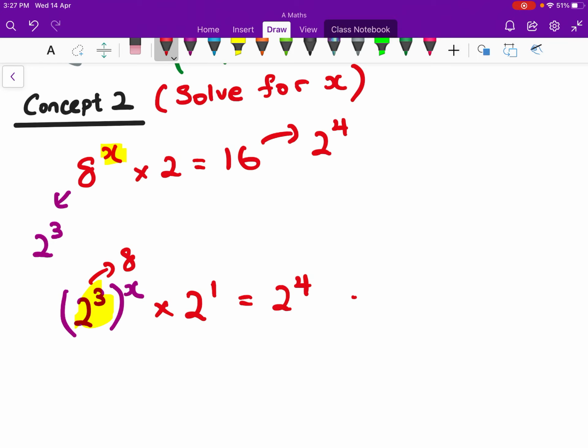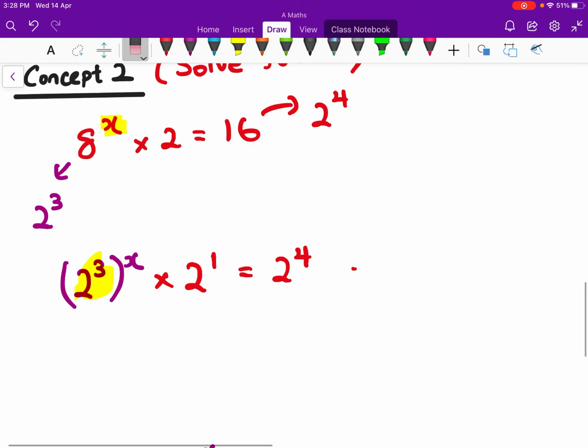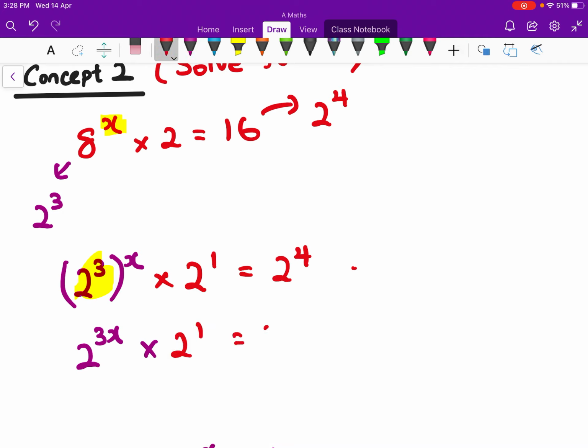Okay, so you notice that we have made the base the same, which is very important for solving your indices equation. Because ultimately we want to get rid of the base. We only want to deal with the index. Okay, so now for the left hand side, we need to go back to our law number 1. Law number 1 is you multiply, multiply become plus. Okay, so before that you need to manipulate this purple thing first. So 3 times x is 3x, right? Multiply by 2 to the power of 1 equal to 2 to the power of 4.